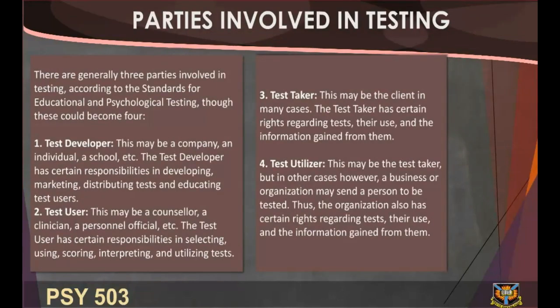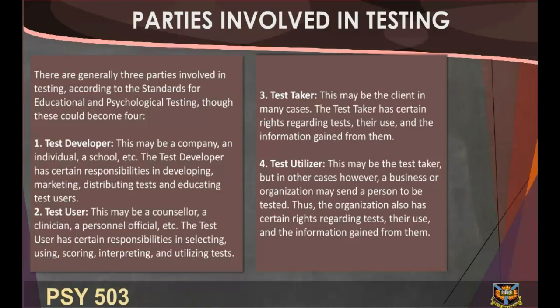Parties involved in testing. There are generally 3 parties involved in testing, according to the standards for educational and psychological testing, though this could become 4. 1. Test developer. This may be a company, an individual, a school, etc. The test developer has certain responsibilities in developing, marketing, distributing tests, and educating test users.